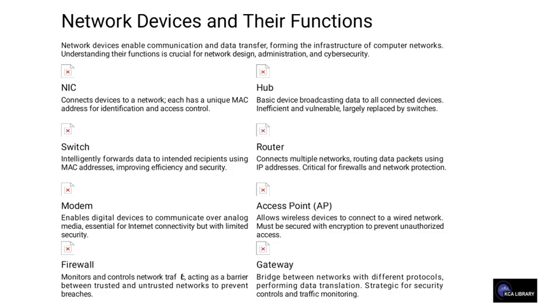You have the modem, which enables digital devices to communicate over analog media. We also have the access point, which allows wireless devices to connect to a wired network, and must be secured with encryption to prevent unauthorized access. We have the firewall, which monitors and controls network traffic, acting as a barrier between trusted and untrusted networks to prevent breaches. And lastly, we have the gateway, which is a bridge between networks with different protocols, performing data translation.